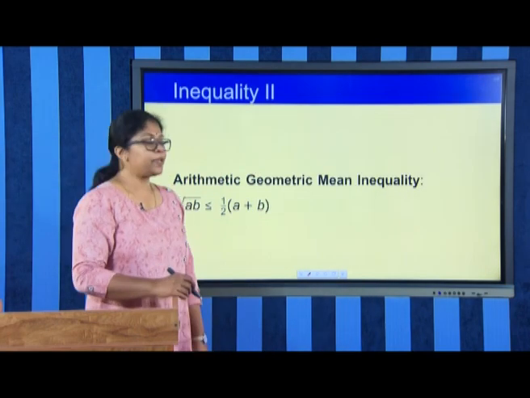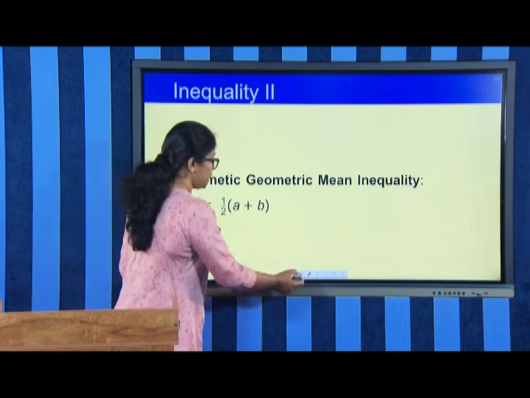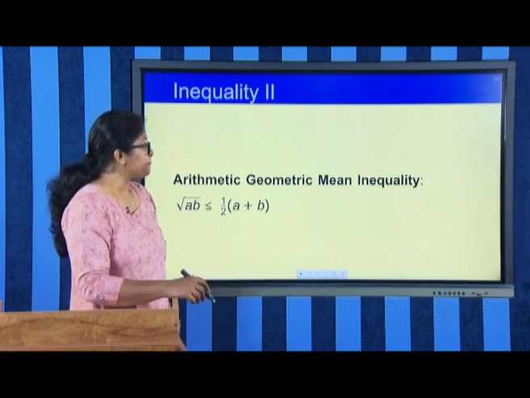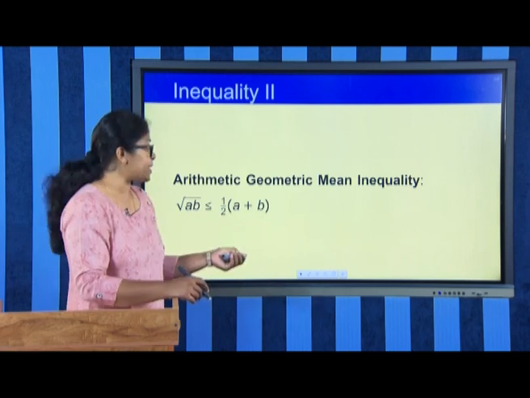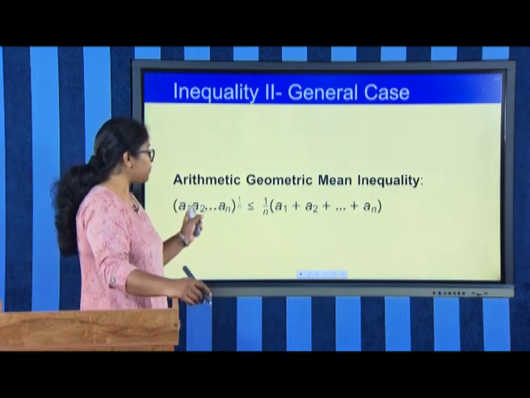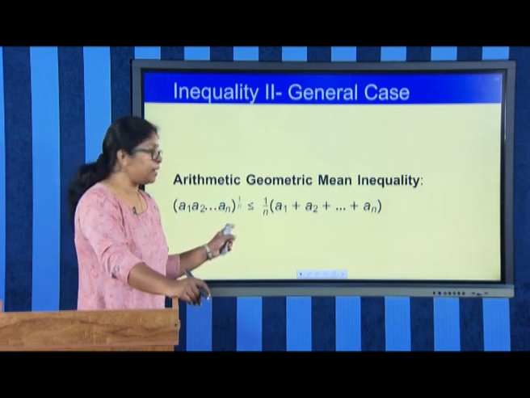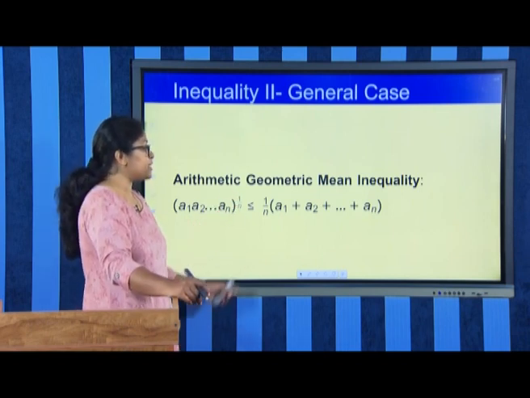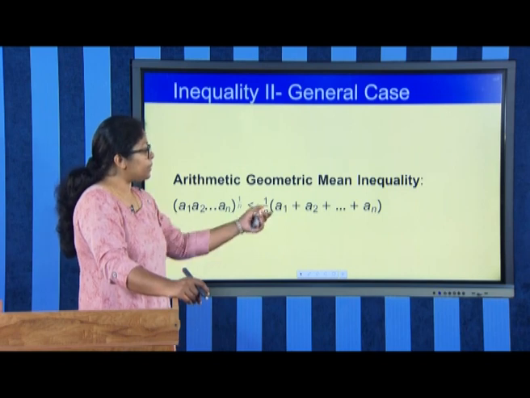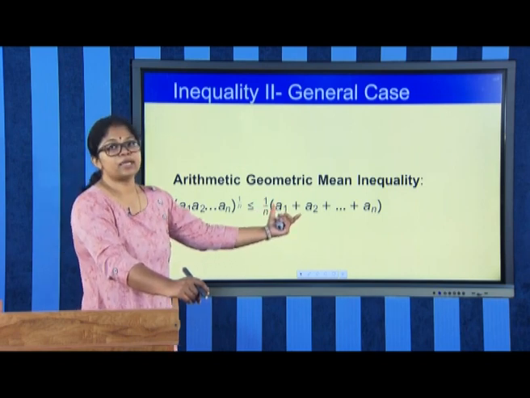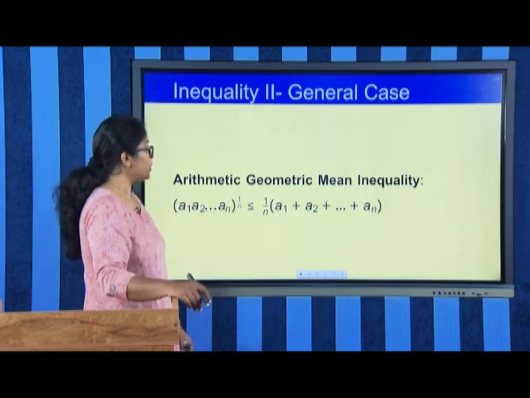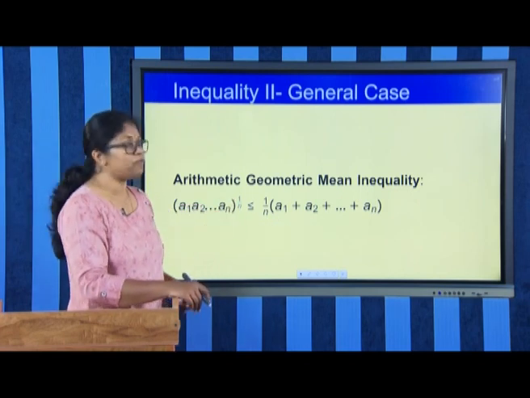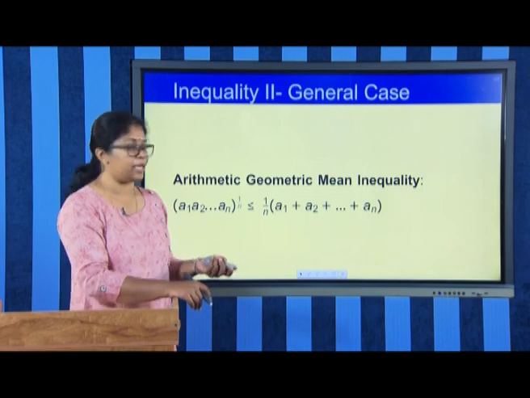So, that is the arithmetic geometric mean inequality. Now, this can be extended to a general case where we have A1, A2, etc., An power 1 by n is less than or equal to the arithmetic mean of these numbers A1, A2, etc. up to An. So, that is also a generalization which can be proved by mathematical induction, of course.